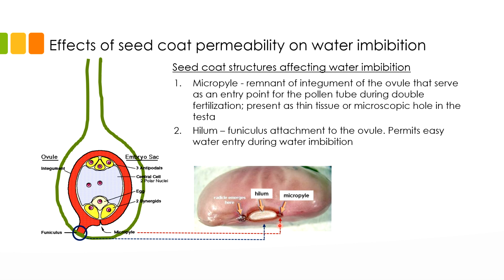Aside from the micropyle, we also have a structure known as the hilum, this structure that you see right here. The hilum served as the funiculus attachment to the ovule. In a mature seed, the hilum also permits easy water entry into the seed during water imbibition.